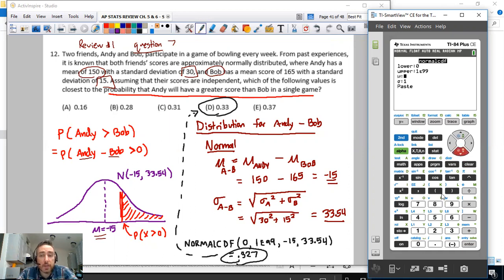Your mean value is negative 15. And your standard deviation is 33.54. I'll work it out, hit paste, and you get about 0.3273, about 33%. So in one game, the probability that Andy will have a greater score than Bob in a single game is approximately 33%.